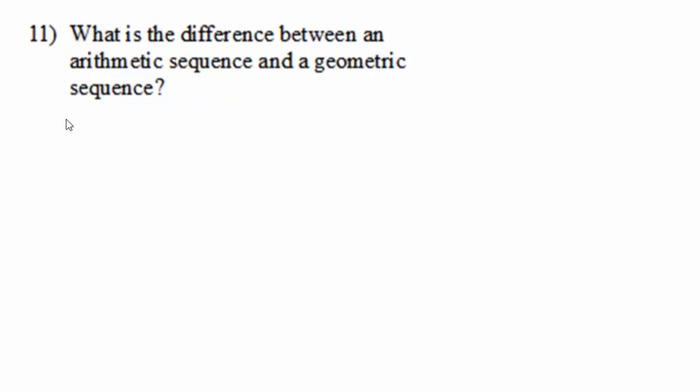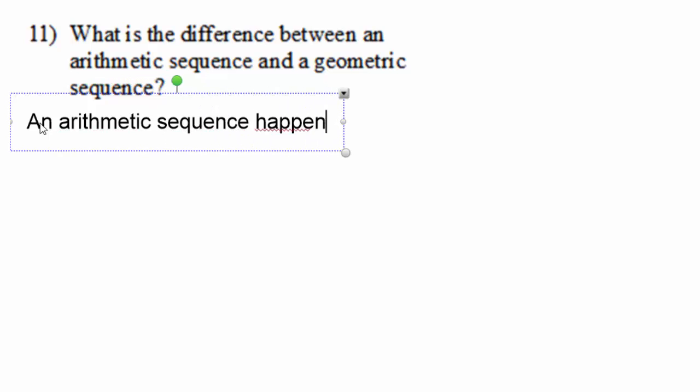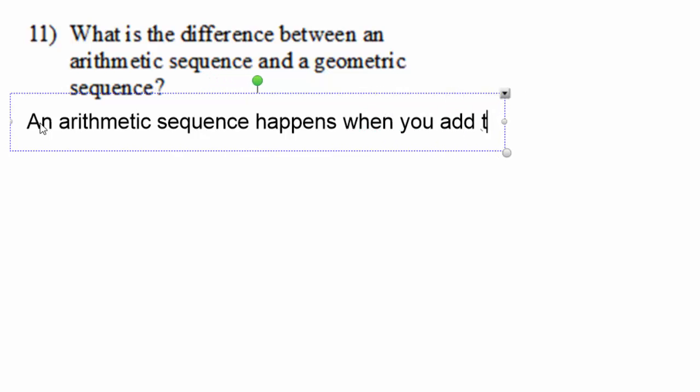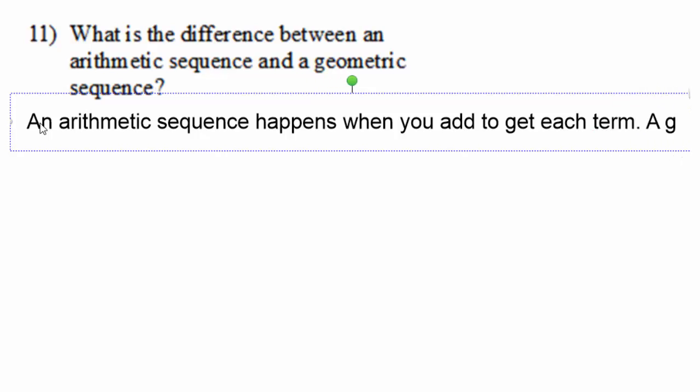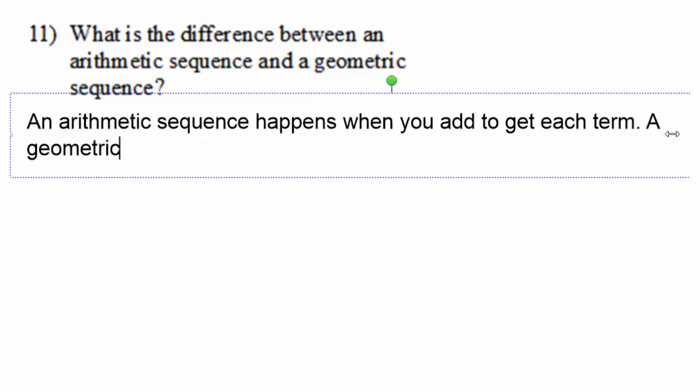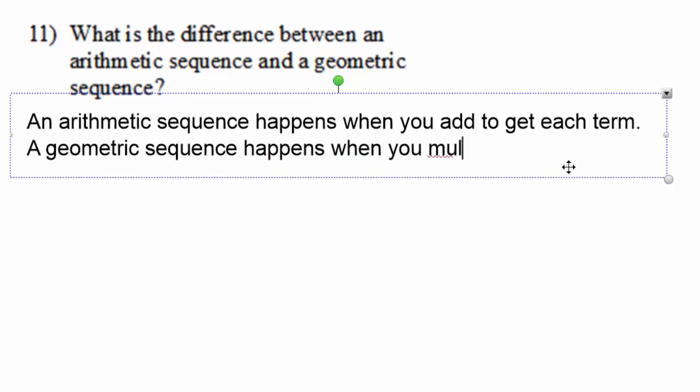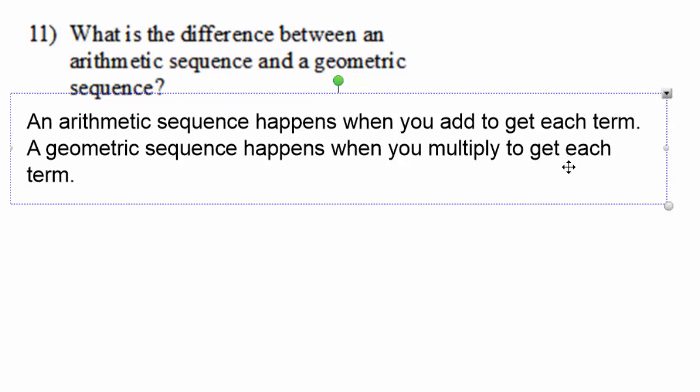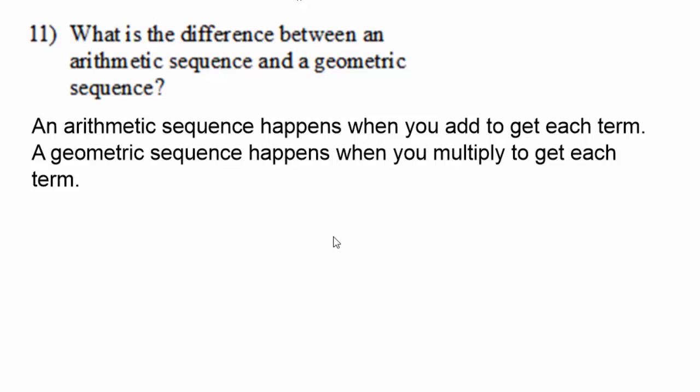What is the difference between an arithmetic sequence and a geometric sequence? This is another thing that's important for us to know, because it is going to help us figure out which formula to use and that kind of thing. So an arithmetic sequence happens when you add to get each term. A geometric sequence happens when you multiply to get each term. So the difference between them is how am I getting each term in my sequence? If I add to get them, it's arithmetic. If I multiply to get them, it would be geometric.